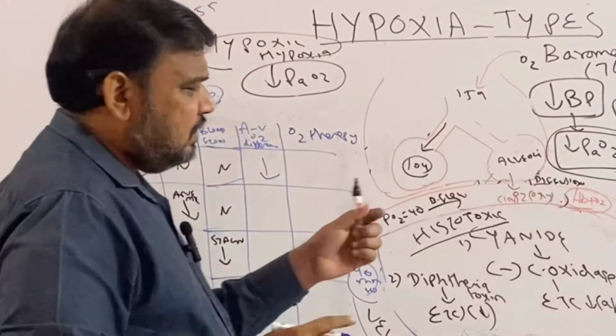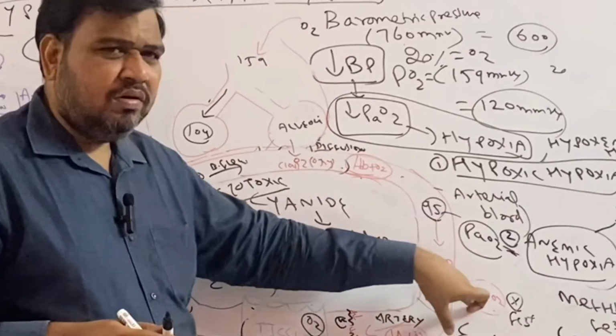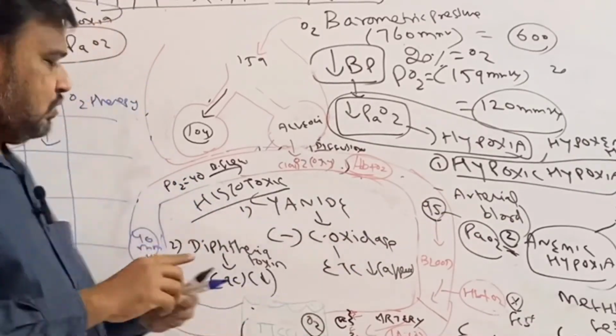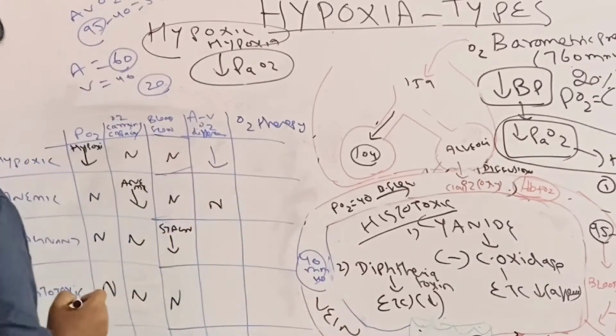Anemic hypoxia: this 95 is normal, this 40 is normal. The only problem is hemoglobin. Either the hemoglobin is less, or carbon monoxide poisoning, or methemoglobin. So I will say in anemic hypoxia, AV oxygen difference is normal.